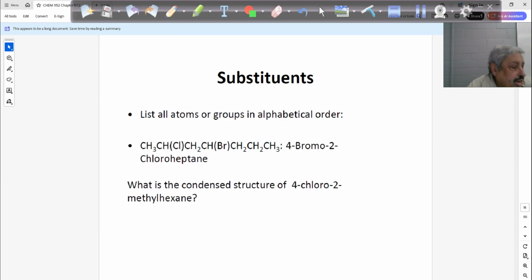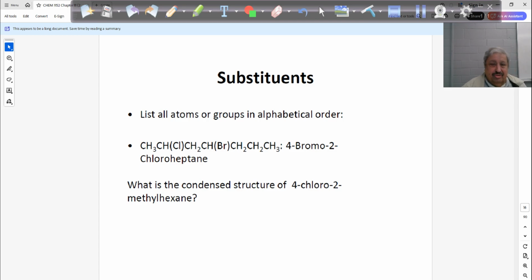Substituents. We said anytime we have a functional group that's attached to the main skeleton, to the backbone of the chain of the molecule, we call them substituents. We call them what? Substituents, or groups, attached groups. And sometimes they are branched. They can't come in between, except for the imides. That's a little bit different. But most of these substituents or attached groups come in a branched way.